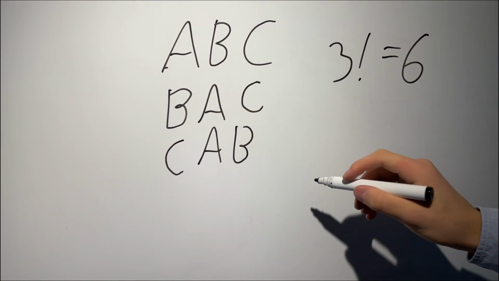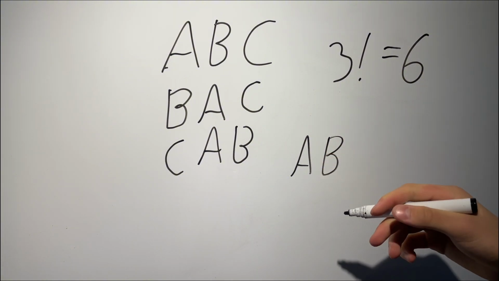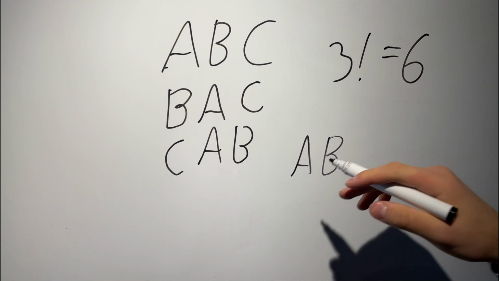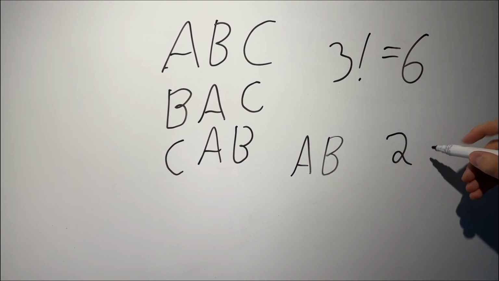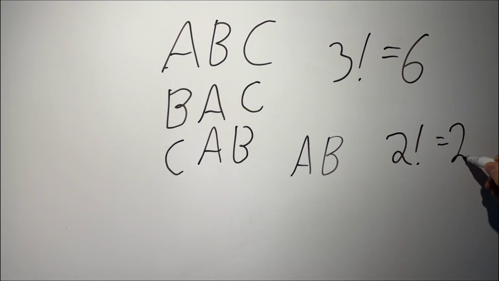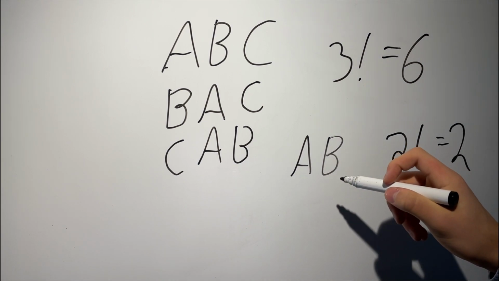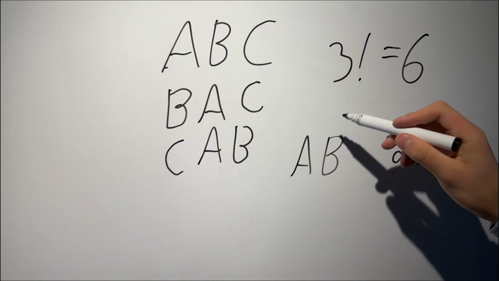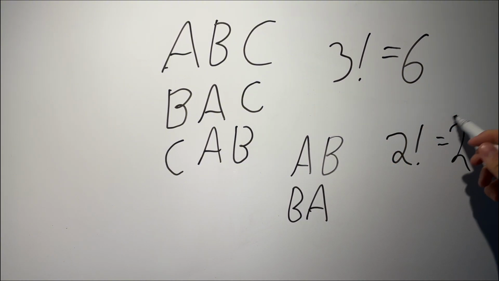To make this proof easier, we can take 2 letters, for example A and B, and calculate how many things are in the set. We have 1 and 2, right? And make it 2 factorial. And what is 2 factorial? Well, it's 2, right? And we can easily just calculate how many ways we can arrange this. It's A and B and B and A, right? So 2 ways.